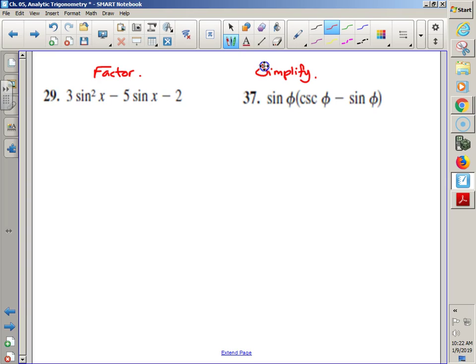Is there a GCF? No. Is it a difference of squares? It's a trinomial with a number in front. What factors? I'm going to go ahead and do grouping just because yesterday I tried to do the other method. I'll show you where the other method could have been used, but for right now, grouping. This little guy is going to become negative 6 sine plus 1 sine.